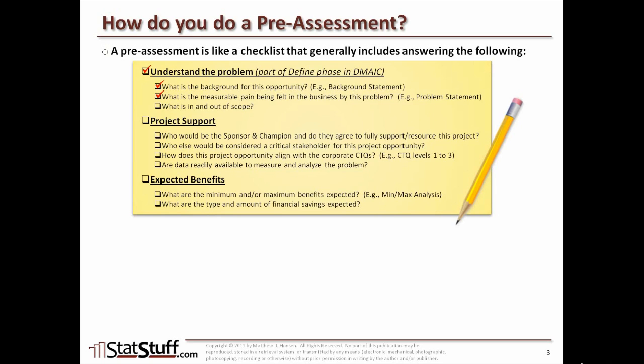Again, we have a whole other section that addresses both the problem statement and the background statement to help us understand really why this is even an issue and what the pain is that we're trying to address in the project. And then next, we want to identify what's in scope and what's out of scope so we can clearly understand where we need to target this opportunity.